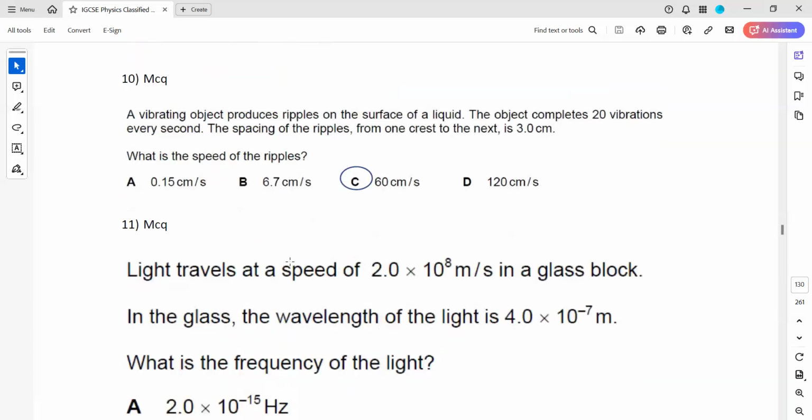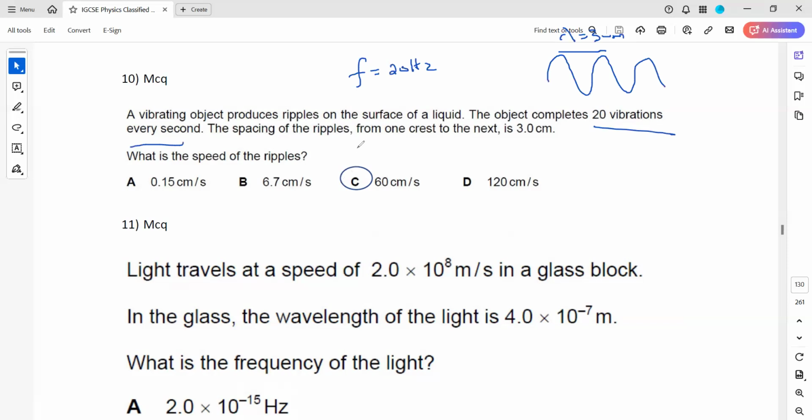In question 10, a vibrating object produces ripples or waves on the surface of a liquid. The object completes 20 vibrations every second. So how many vibrations are there in 1 second? That's called frequency. So 20 vibrations in 1 second, so we have the frequency 20 hertz. The spacing of the ripples from one crest to the next is 3 centimeter. So from one crest to another, which is also called a wavelength. So wavelength is 3 centimeter.